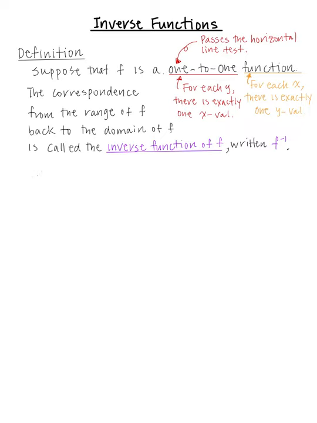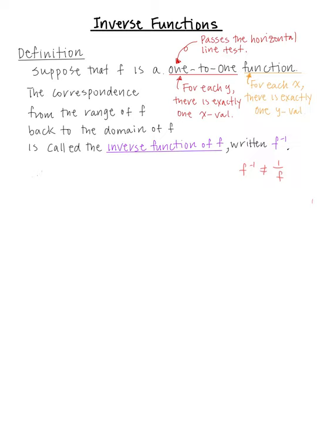Now please note this. I know it's so tempting to do. F inverse does not equal 1 over f, by the way. So f inverse is just a notation. Also, another very important thing is this. In order for the inverse function to exist, your function f must be a one-to-one function.